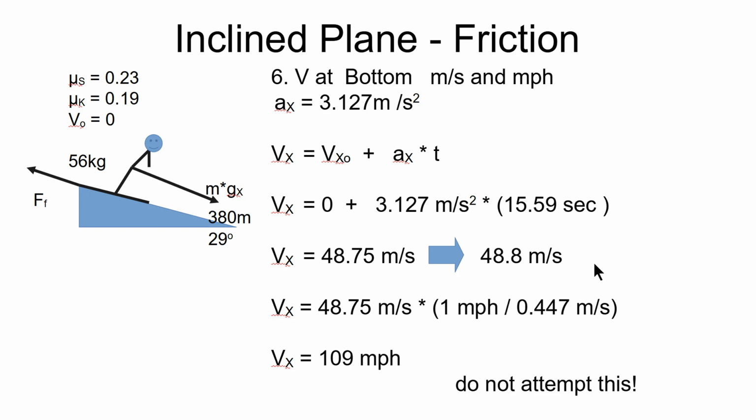I don't have a lot of context that tells me much about a 48.8 meters per second number, so let's convert it to miles per hour. So multiply by this conversion factor. 1 mile per hour is 0.447 meters per second. I got 109 miles per hour, which is reasonable for a physics problem, but it's not reasonable to try this on your own, to go straight downhill without swishing back and forth to control your speed. So don't try this. Don't go straight down a mountain when you're skiing.